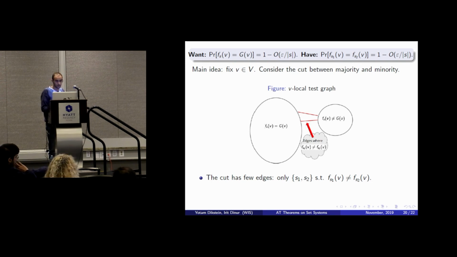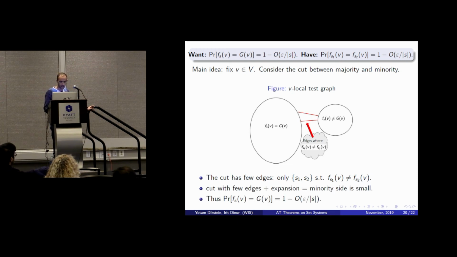This cut has very few edges crossing it. Why is that so? Recall that from the previous step, we have the statement that most of the pairs of sets agree on the assignment to this vertex. So any edge that crosses this cut corresponds to two sets whose local functions disagree. So we have a very small number of edges here.